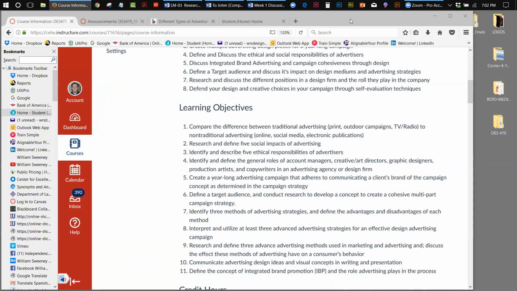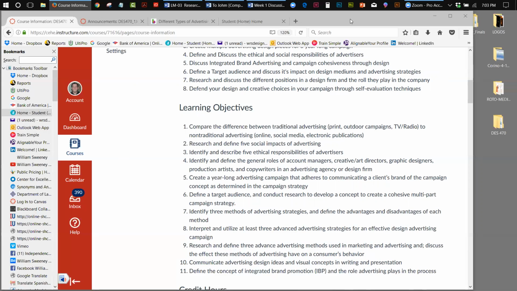Research and define 5 social impacts of advertising. Identify and describe 5 ethical responsibilities of advertisers. Identify and define the general roles of account managers, creative art directors, graphic designers, production artists, and copywriters in an advertising agency or design firm. This ought to be something that you should be very interested in. Get a sense of what these different people's roles are, who they're responsible to, and who they interact with on the greatest level.